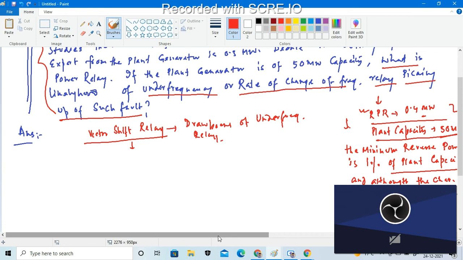Okay, now the next topic, we will discuss a little bit on lightning protection, which is a very important part.